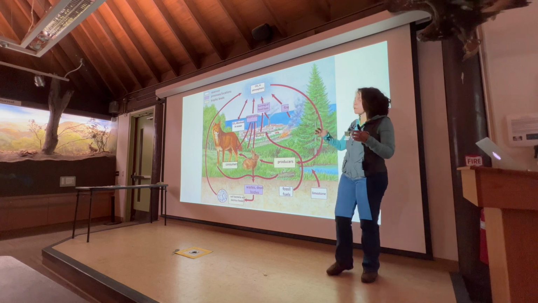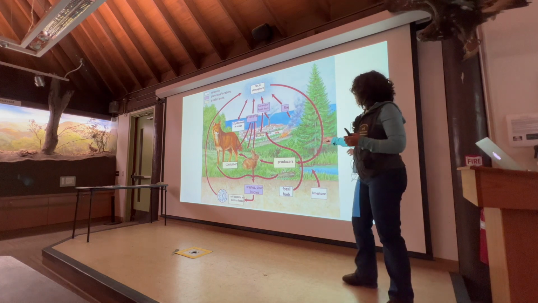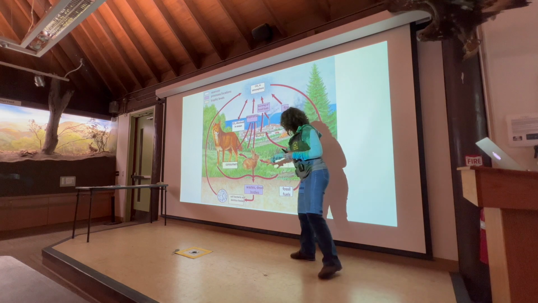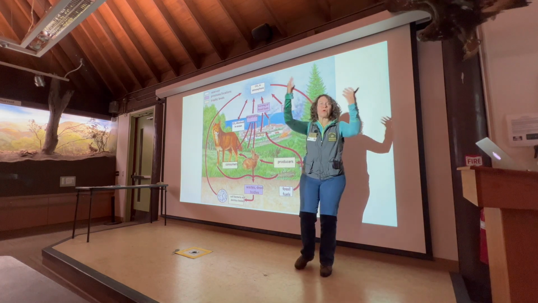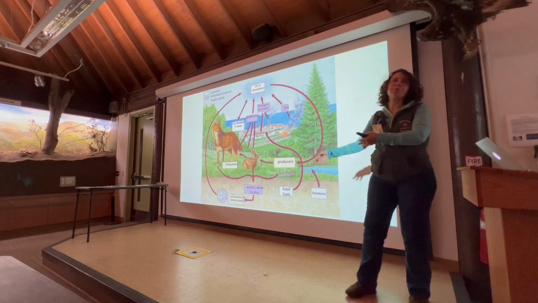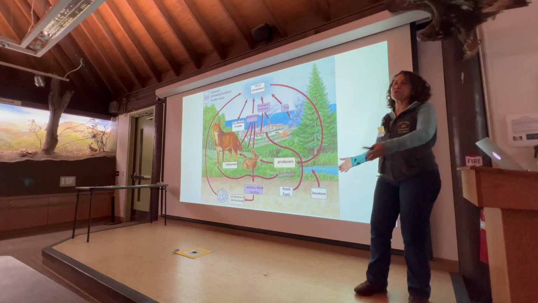So those are, yes, the big pools, and then these other things connected, the purple ones connected by the arrows, are the processes that take carbon from one pool to another.